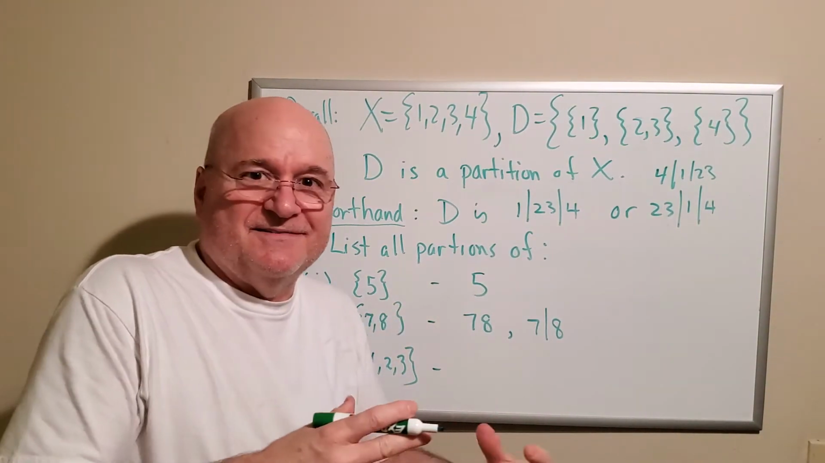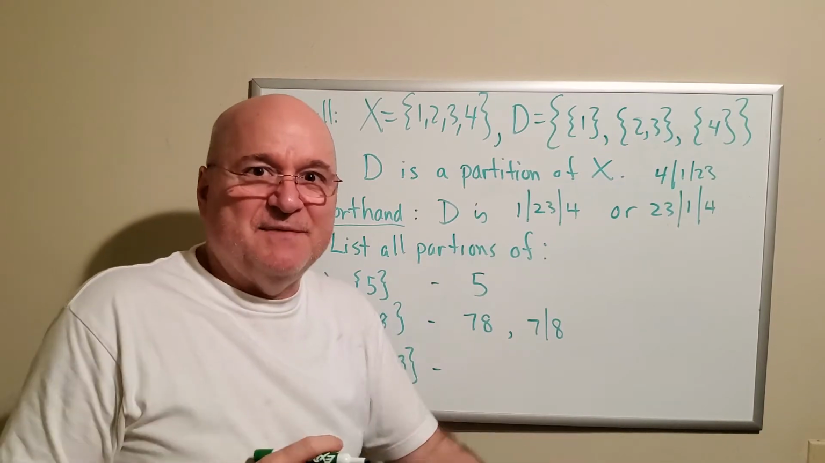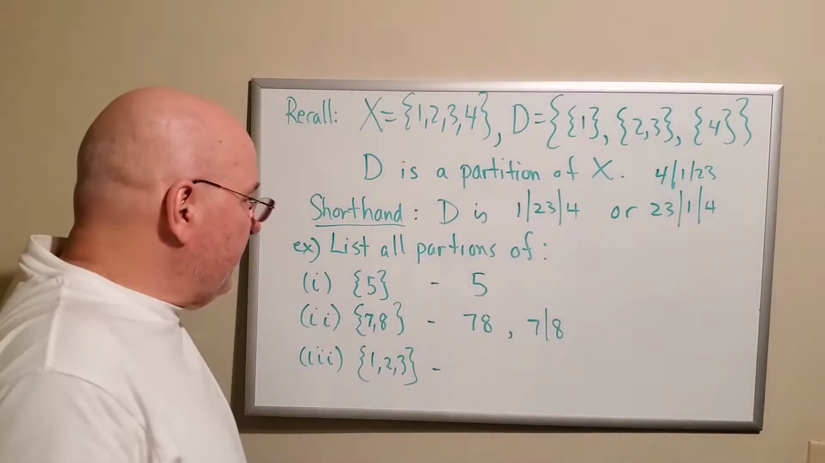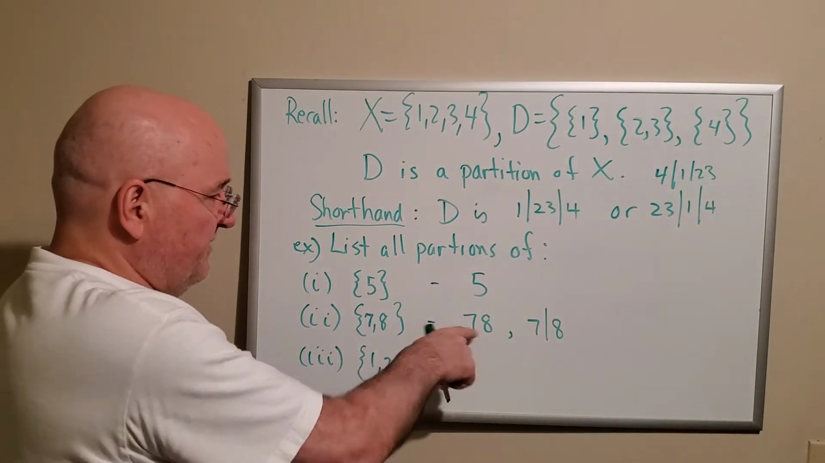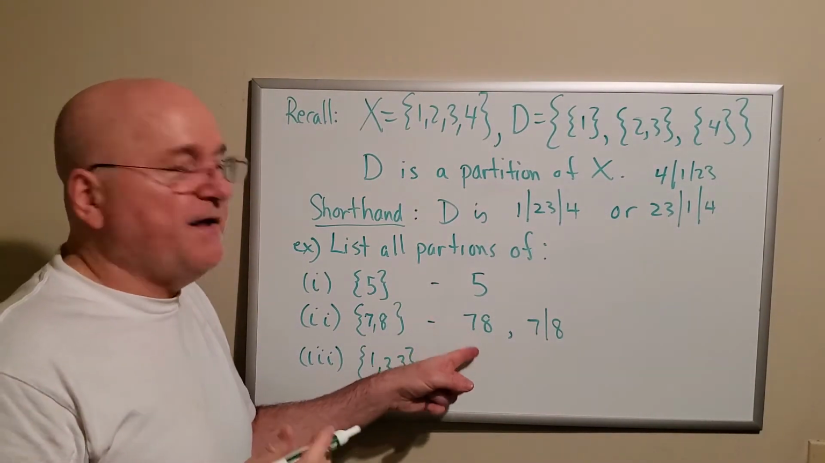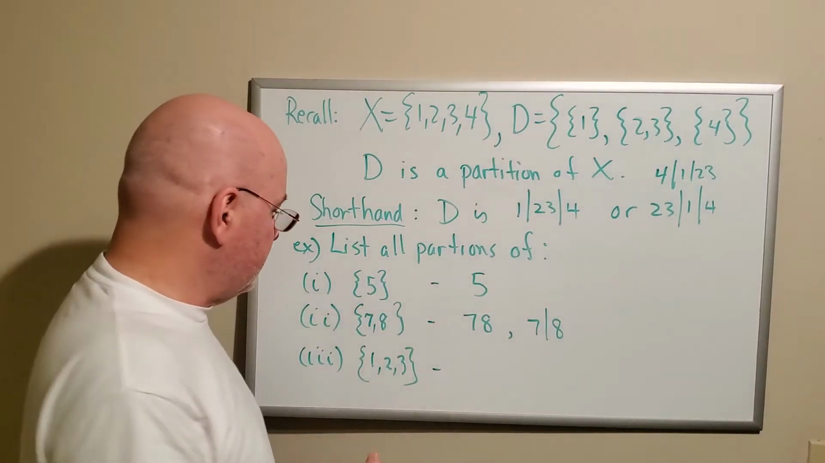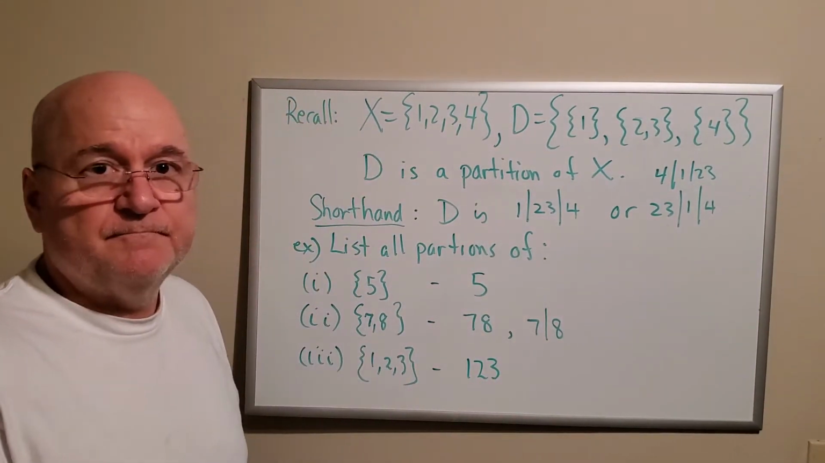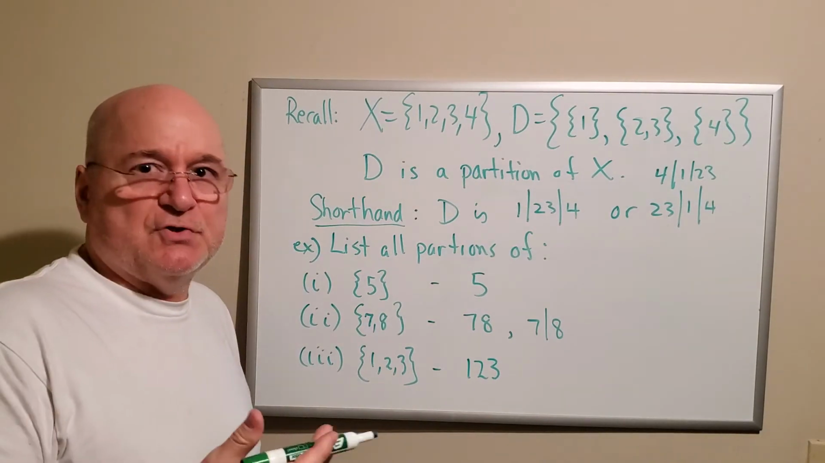The next one, as the set gets bigger, you're going to have many more partitions. Let's look at the set 1, 2, 3. Well, what do you want to start with? Maybe we start with the same thing we did before. In other words, all of the elements together. That is one partition. What do we call that? The trivial partition.